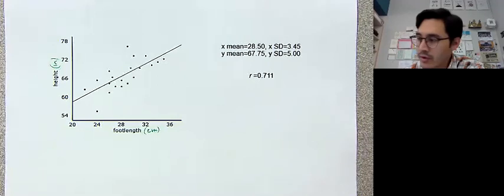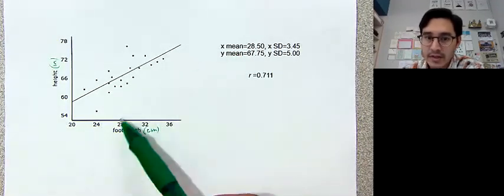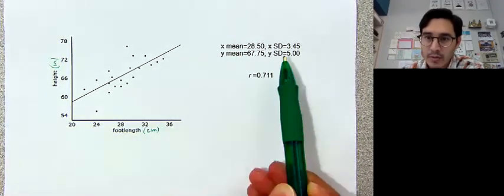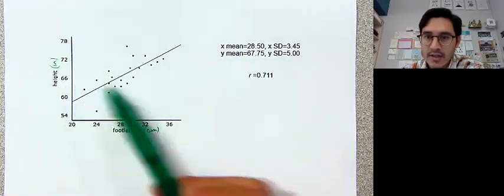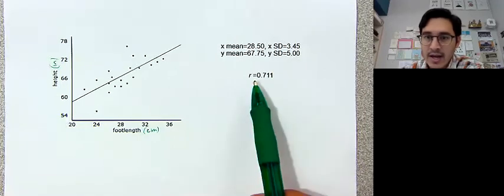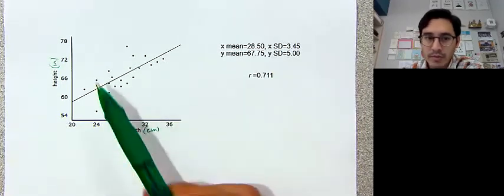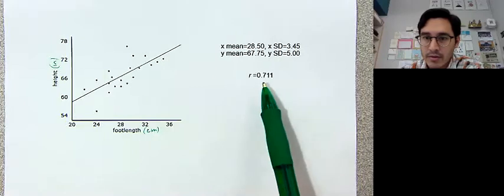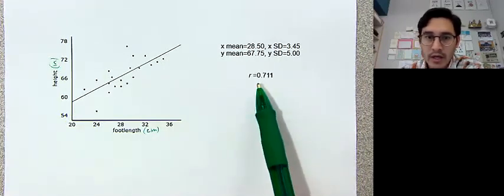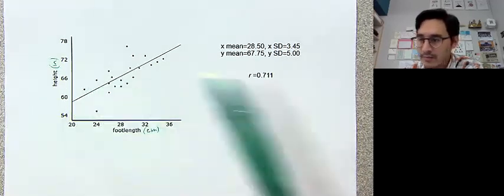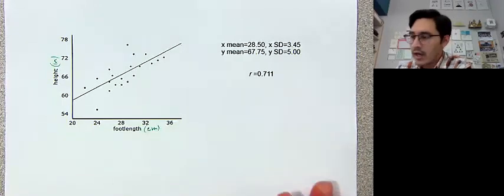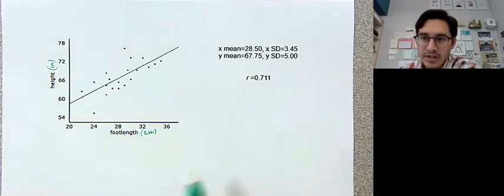All we have to work with is the mean of the x values, so that's the foot length, as well as the standard deviation, and then the mean for the y variable, which is height, as well as the standard deviation, and then the correlation coefficient between these two variables. So r is about 0.7, which tells us we have a moderate to strong linear relationship between the foot length and the height. So let's start with just the general form of the equation.